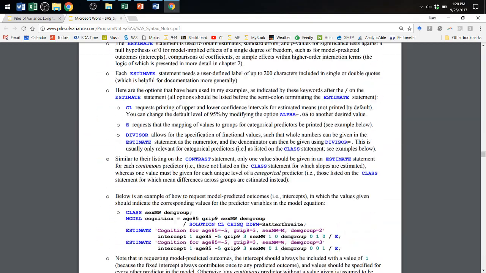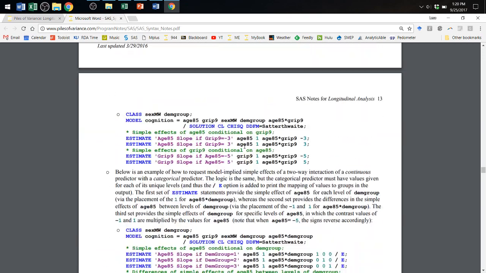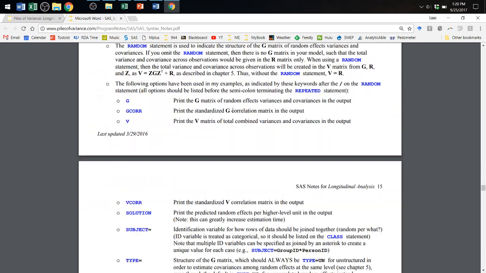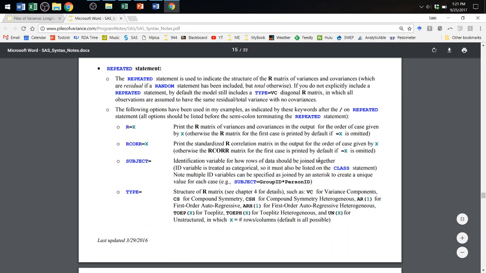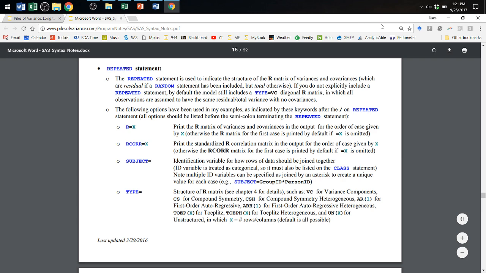until you see the word repeated. Keep scrolling, lots and lots of stuff here. That was a bad example. Apparently it's the last one. Yeah, there's random. Yeah, there's repeated. So you can see how to specify everything. So if you're not sure how to do something in SAS, this is a good place to come to look, as well as the other programs.